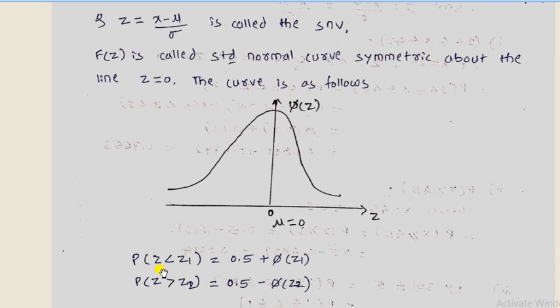So here we will remember it. Probability of z less than z1 is considered as 0.5 plus phi of z1, and probability of z greater than z2 we will consider as 0.5 minus phi of z2. While solving problems on normal distribution, these results are very useful, so you have to remember them: the results for probability of z less than z1 and probability of z greater than z2.